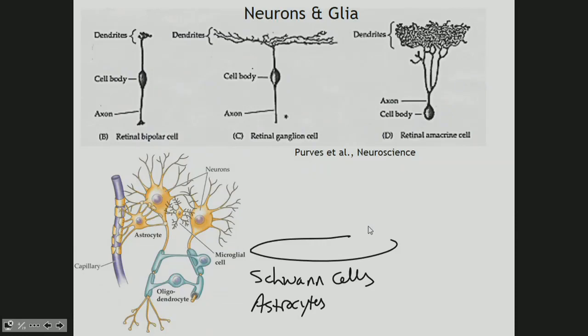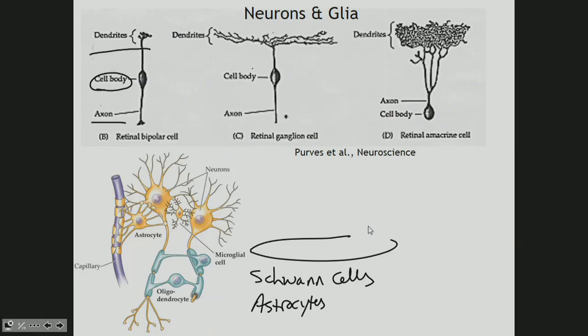So I've talked about neurons a little bit already. Neurons are, for animals at least, the mechanism by which information is conveyed from place to place in the nervous system. These are just 3 examples: a retinal bipolar cell, a retinal ganglion cell, and a retinal amacrine cell. You've got different types of structures, and they look like little trees in some ways. You've got dendrites at the top, you've got a cell body, and you've got the axon.